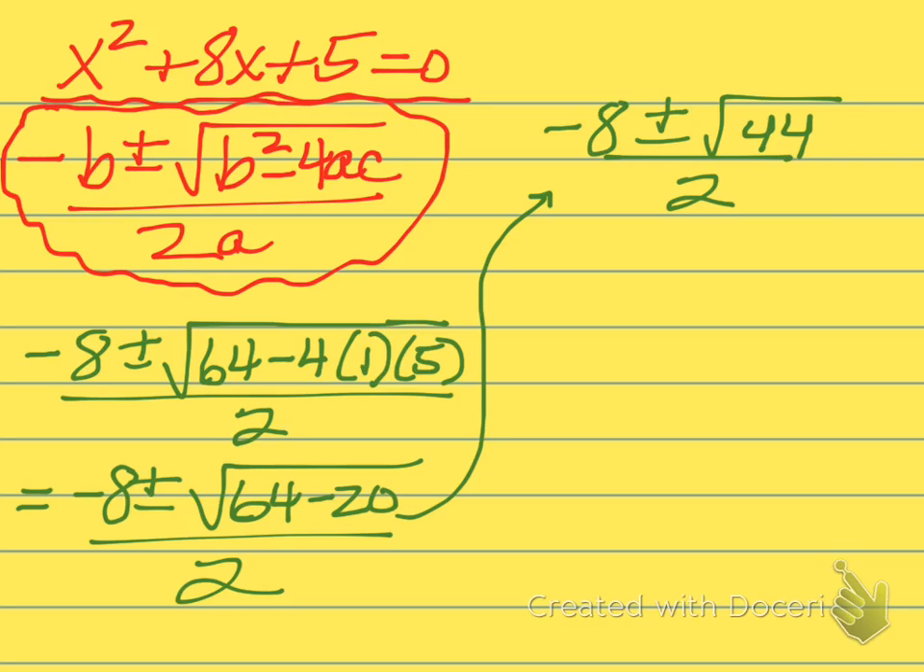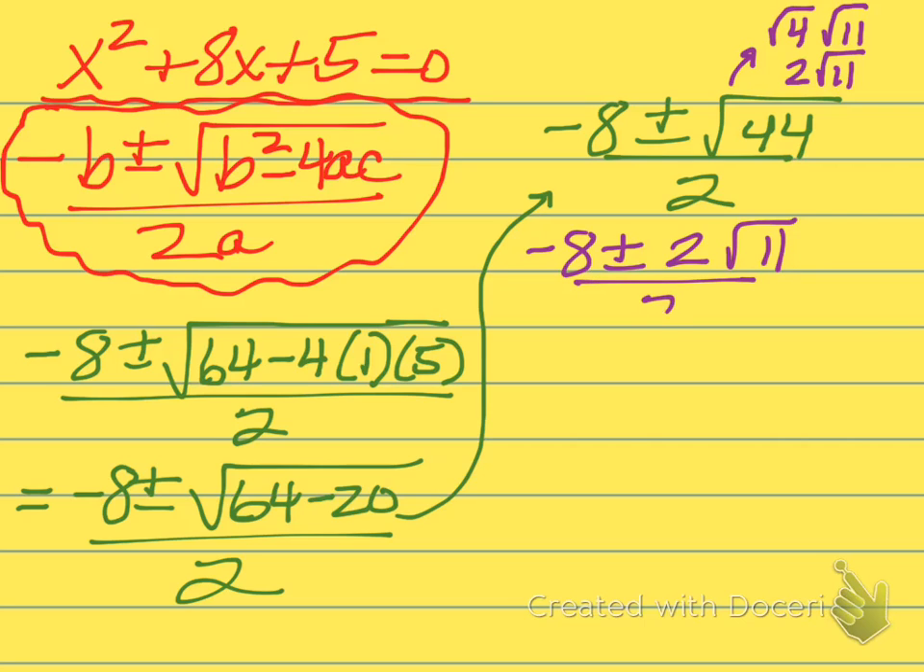Now kids, you're not done yet. You can simplify that square root of 44. Let me do it right above. The square root of 44 can be the square root of 4 times the square root of 11, which is 2 square root of 11. So let's write this as negative 8 plus or minus 2 square root of 11, all over 2.